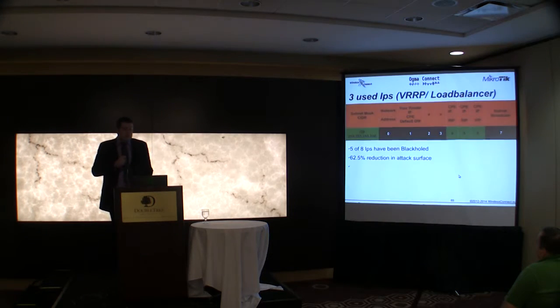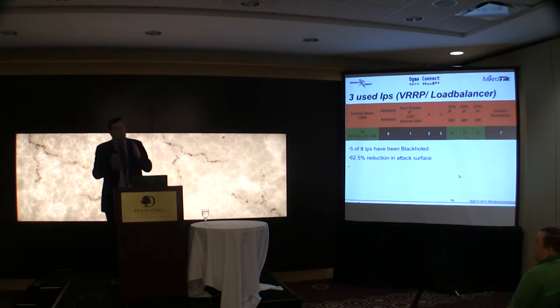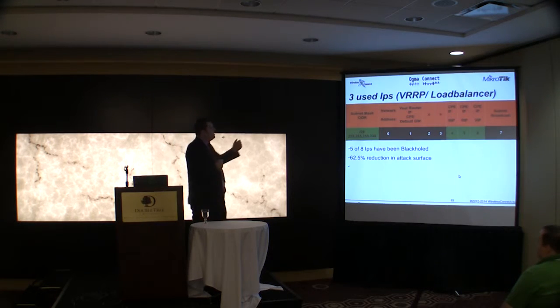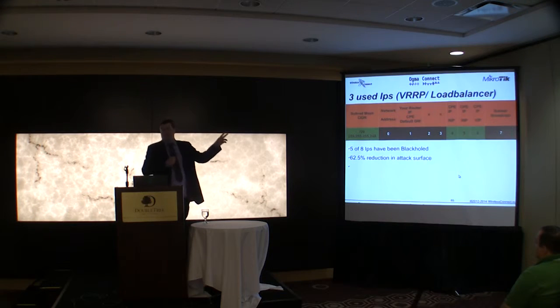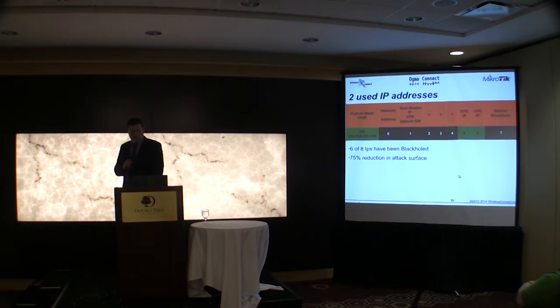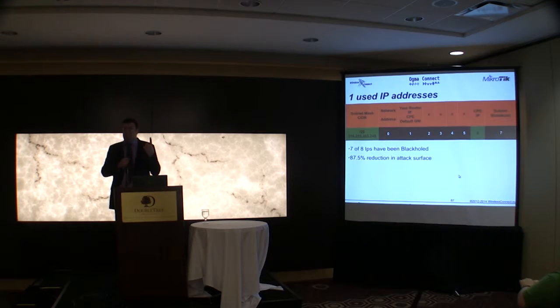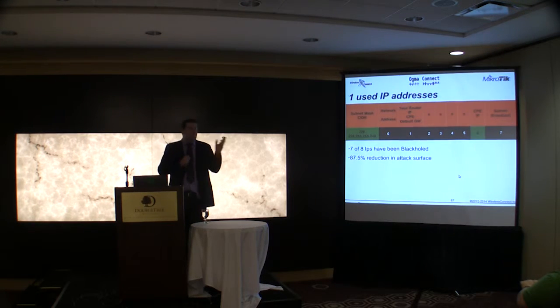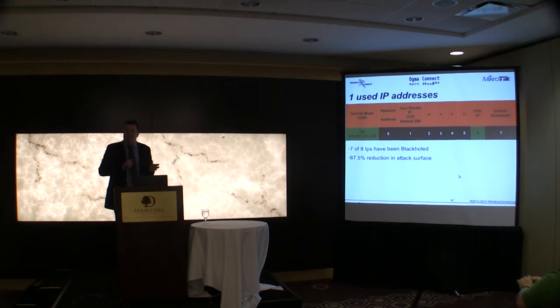So if you had 3 used IPs, let's say VRRP and a load balancer or something like that, so you have 2 real IPs and a virtual IP flowing between them, then they'd have 3 IPs on their side. So you can black hole another 2 IPs. So now you're at 5 of 8 IPs being black holed, so you can reduce your traffic by around 62.5%. And if we go to 2 used IPs, then you're back up to around the 75% happy figure. And if the client was lazy, and asked you for a /29 but are only using 1 IP because they just wanted the others just in case, then you can get an 87.5% reduction in attack surface.